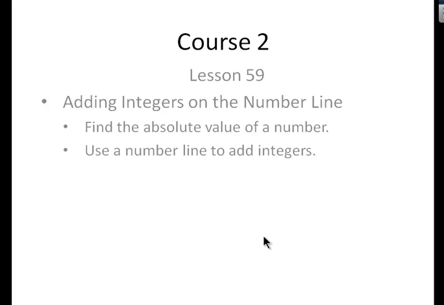Welcome to Course 2, Lesson 59. In this lesson, we're going to work with adding integers on the number line. We're going to find the absolute value of a number, and we're going to use the number line to add integers.